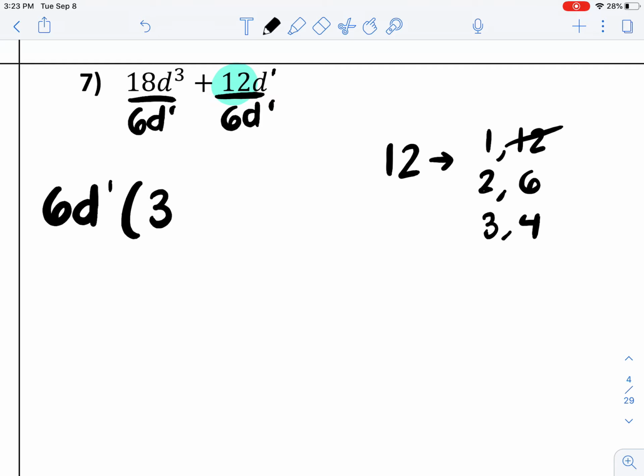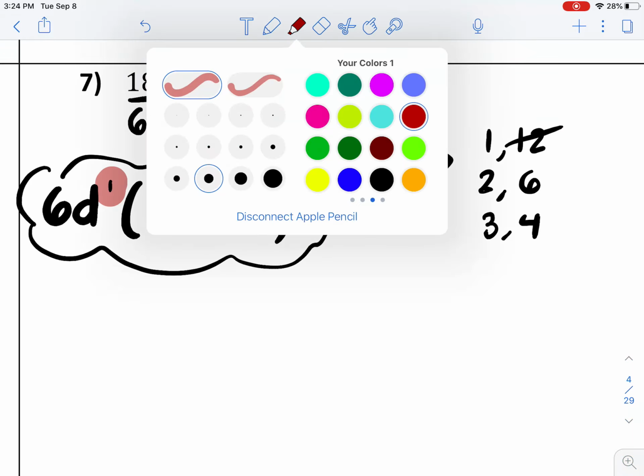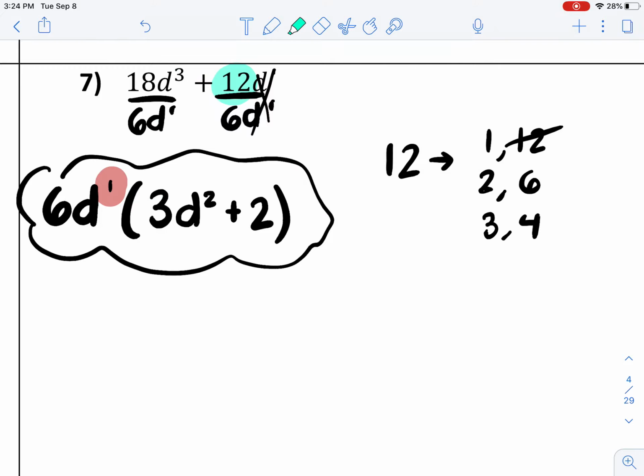18 divided by 6 is 3. D to the 3rd divided by d to the 1st is d squared. Plus 12 divided by 6 is 2, and the d to the first are the same, so those can go away. And that's your answer. The red 1 that I highlighted in red is optional. It does not need to be there.